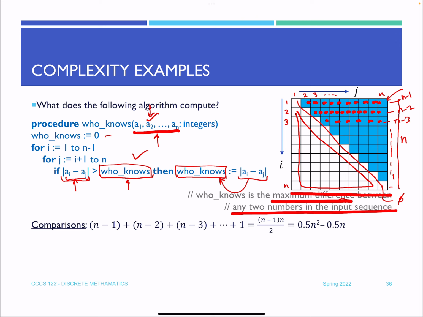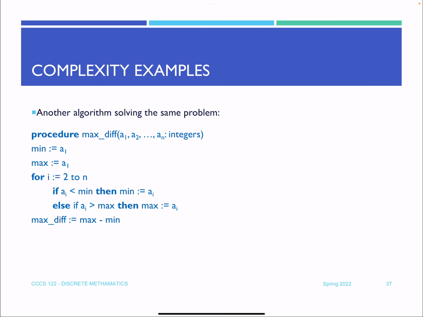You can add up these numbers of comparisons in each of the outer loops. This is a sequence I think you should recognize, and we know that the sum of the sequence is n times n minus 1 divided by 2, which you can expand, and you get 0.5 n squared minus 0.5 n, which means since n squared is the highest order term here, the time complexity of this algorithm is big O of n squared.